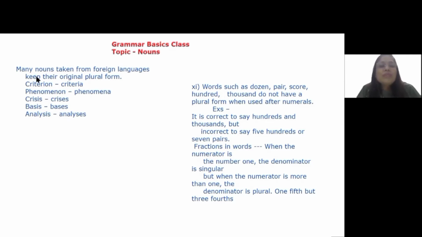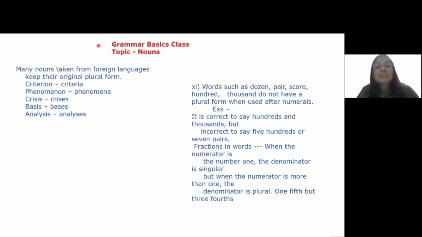Because I am teaching nouns today, I have brought some nouns which have been taken from foreign languages. And when they have come from other languages, they have kept their original plural form. So they form plurals in an unusual way. Many times, these are also the areas where errors are hidden. So we often make use of this word criteria. But what is the singular of criteria?